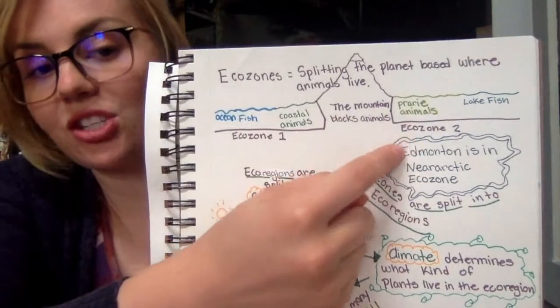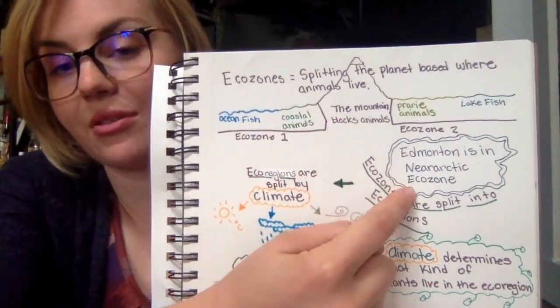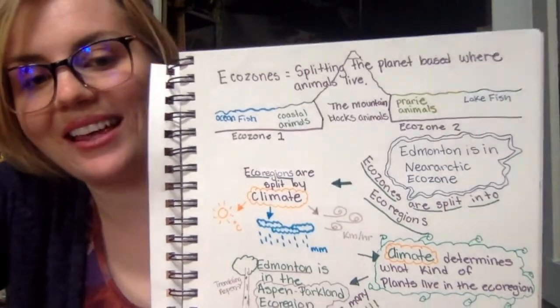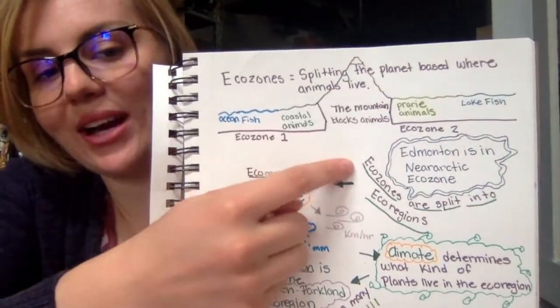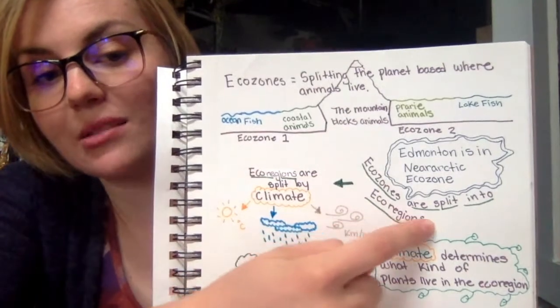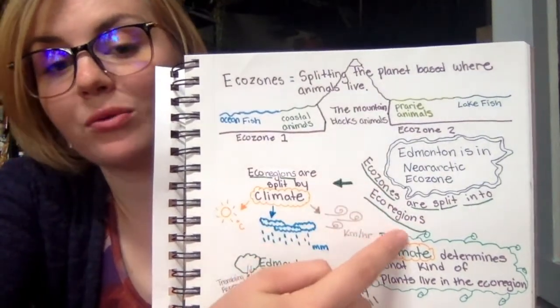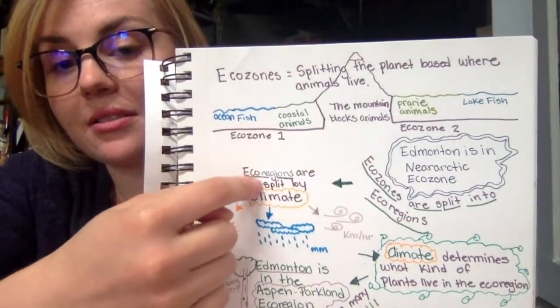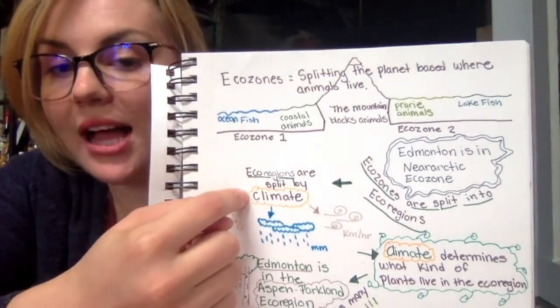Edmonton is actually in the Near Arctic ecozone. That's because we're very close to the Arctic. It gets quite cold here. Okay, next one is ecozones get split into ecoregions. Now, ecoregions are divided based on the climate.